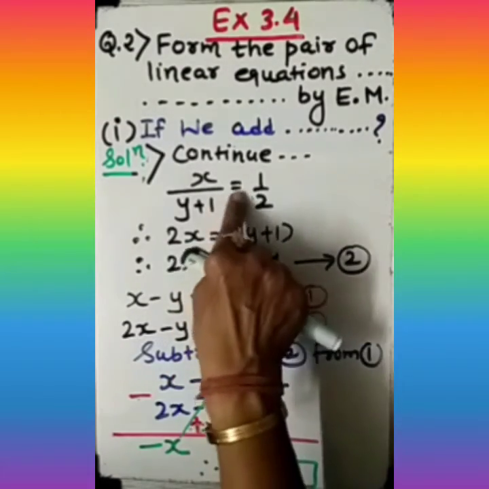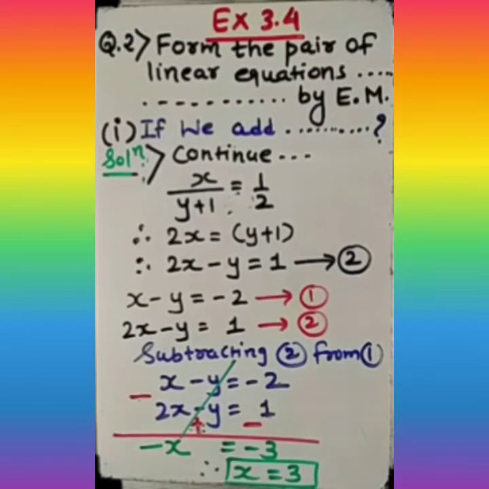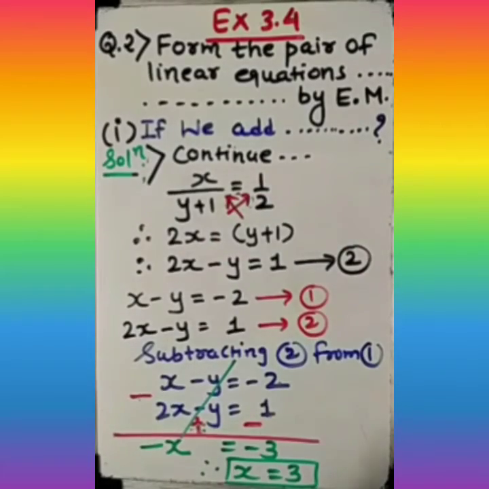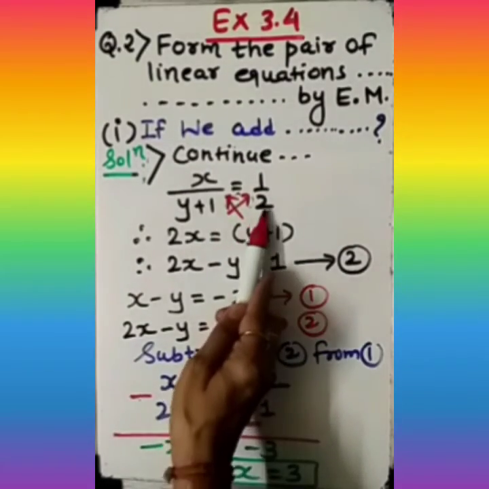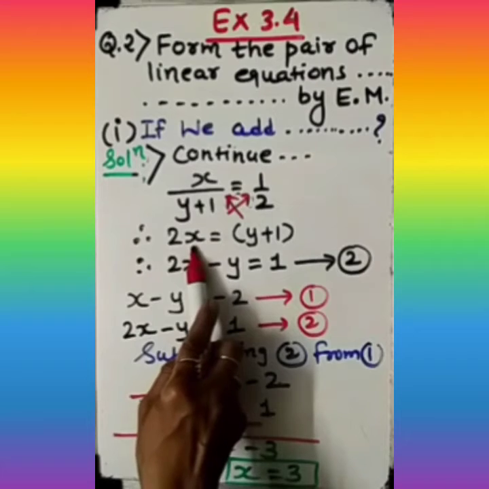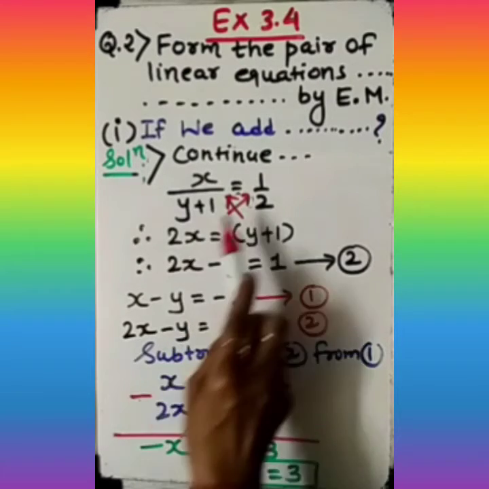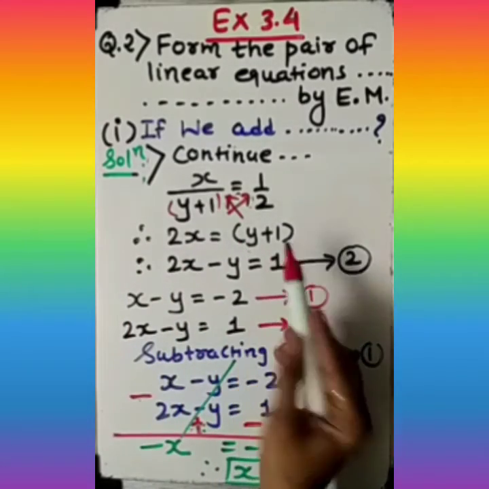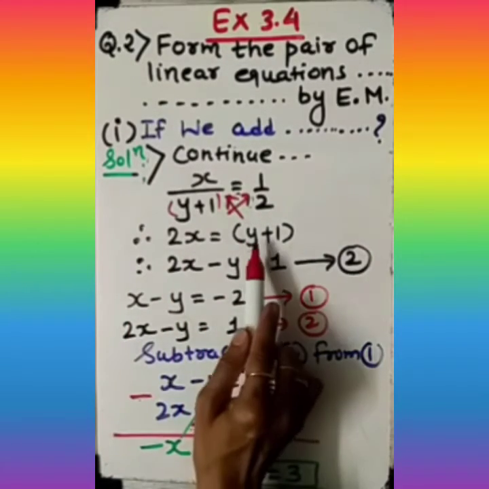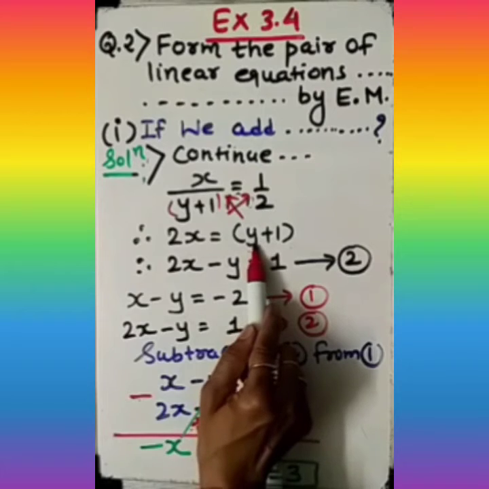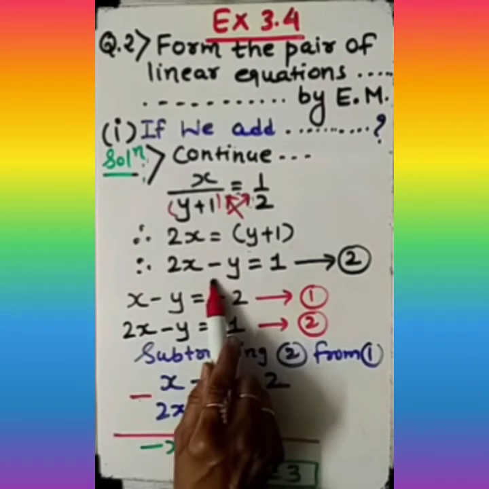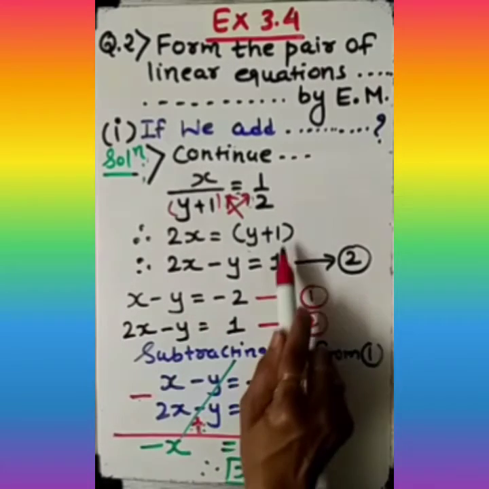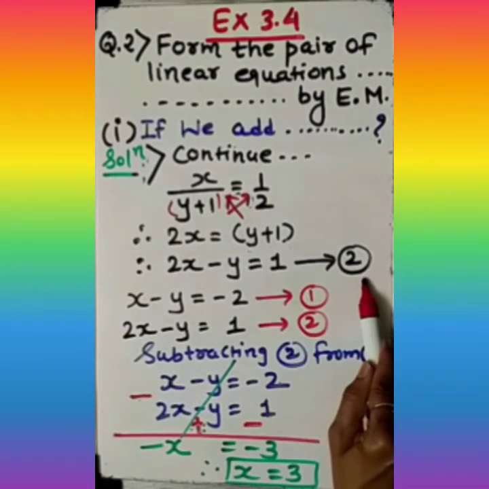Now what we are going to do is apply cross multiplication. In that, we know this 2 will be multiplied to this side's numerator, so it will become 2x, and 1 will be multiplied with the whole of this bracket, so it will be y plus 1. Simple. Now we want to bring them into normal form, so let me bring this y to the left side. So 2x minus y equal to 1. Let's say this is result number 2.